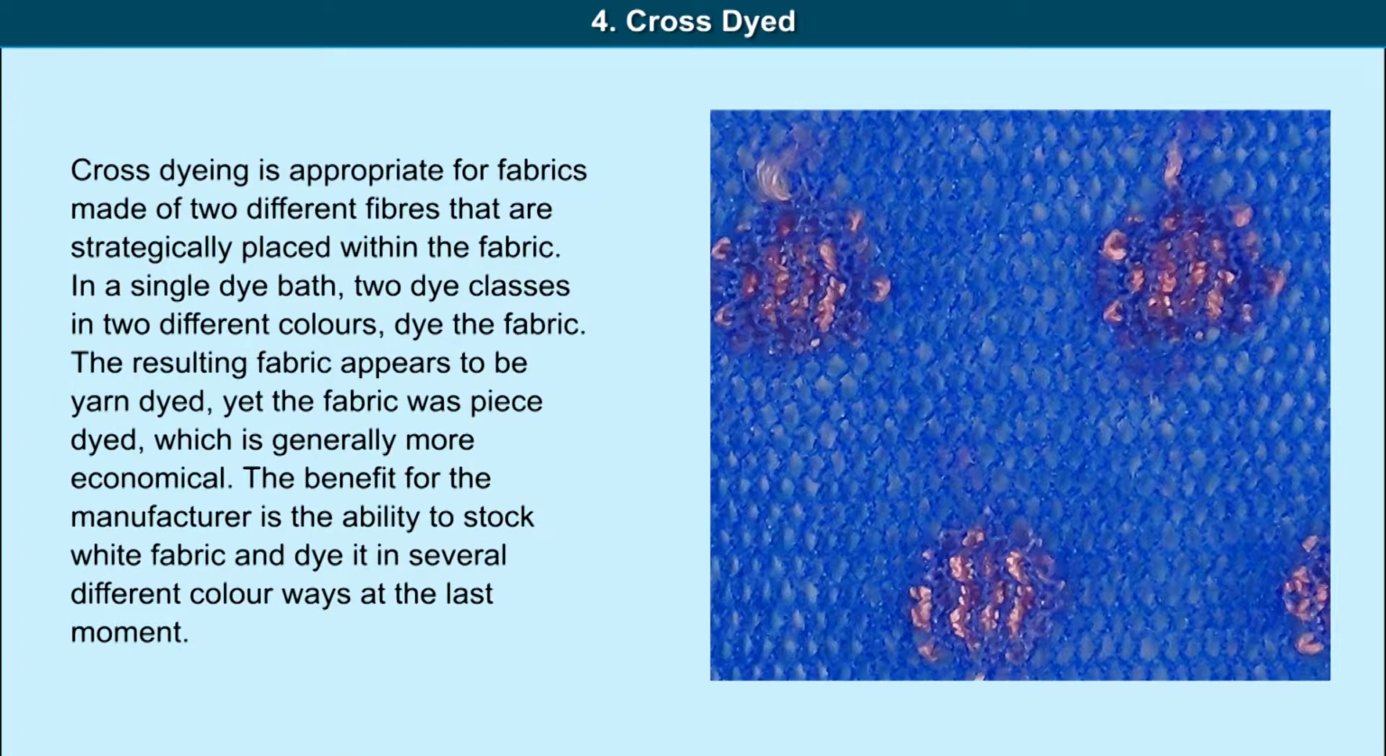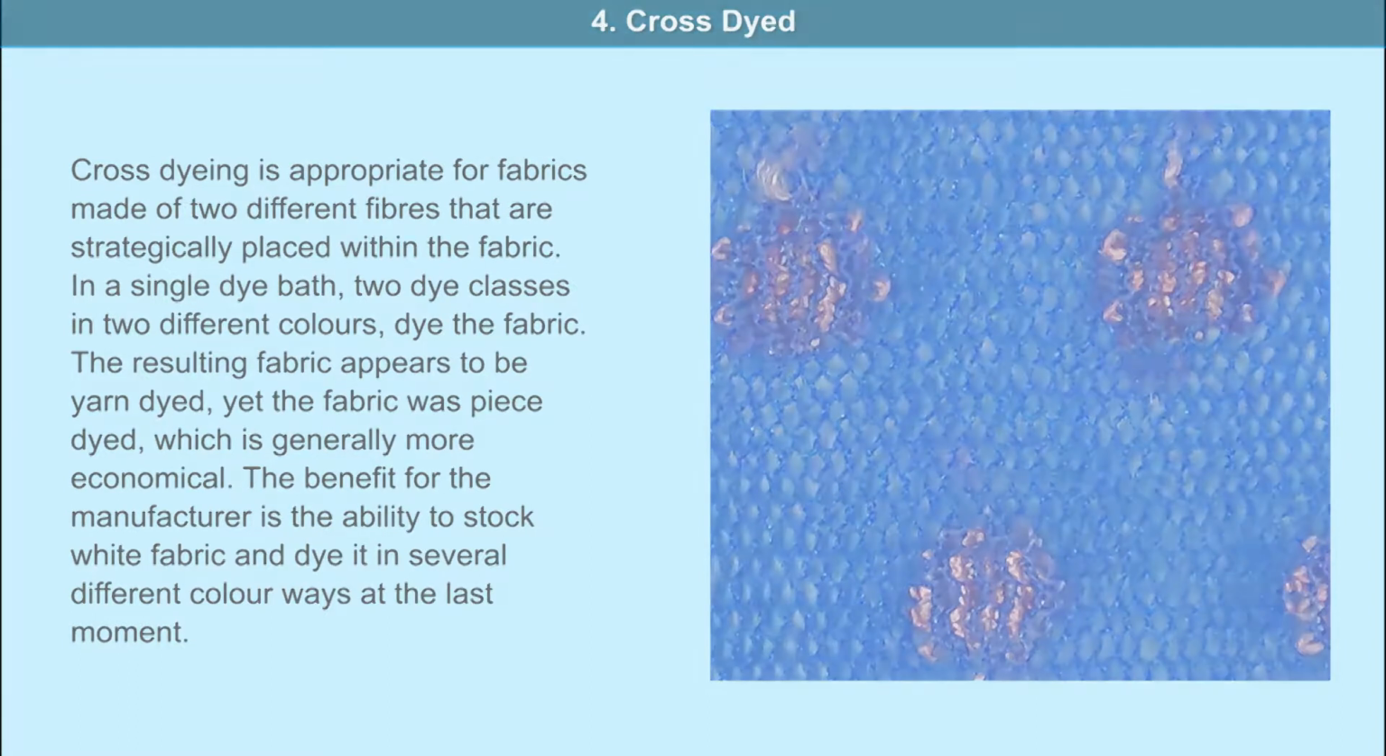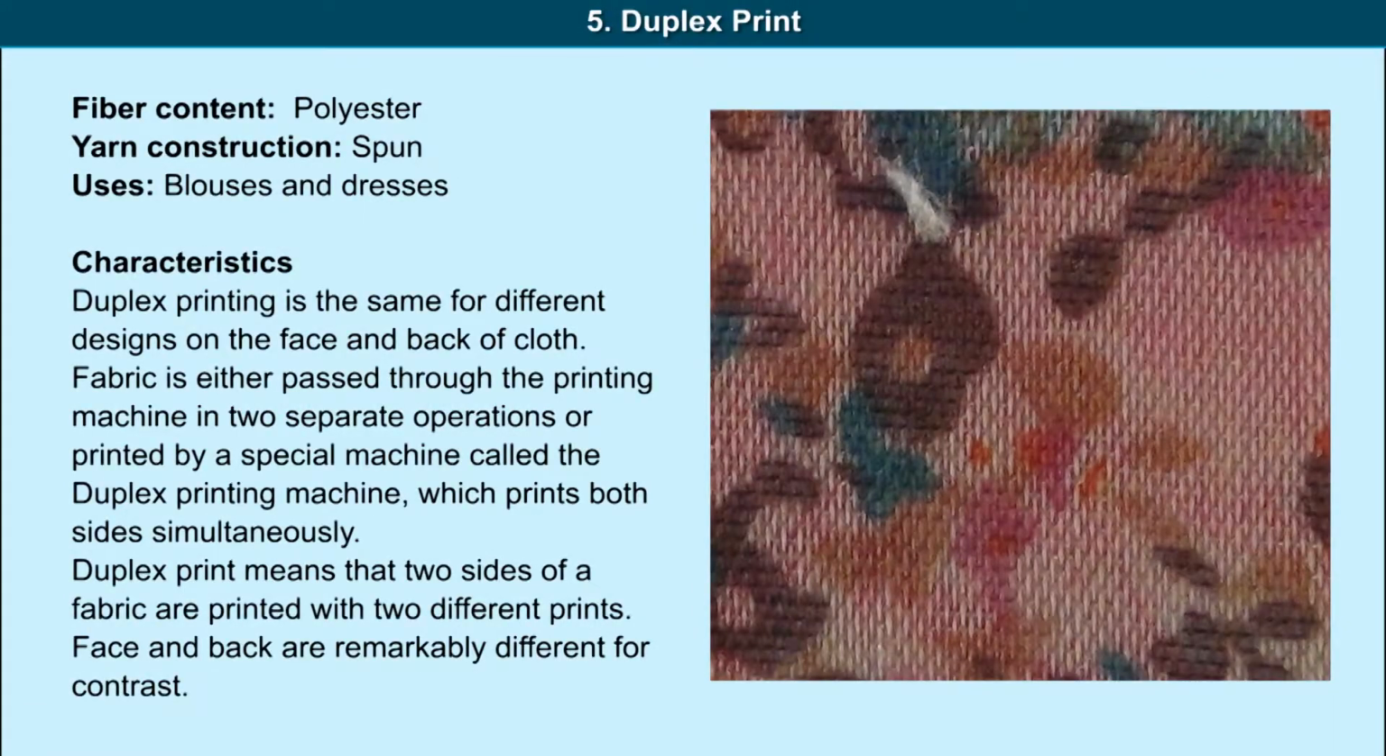Cross dyeing is appropriate for fabrics made of two different fibers that are strategically placed within the fabric. In a single dye bath, two dye classes in two different colors dye the fabric. The resulting fabric appears to be yarn dyed, yet the fabric was piece dyed, which is generally more economical. The benefit for the manufacturer is the ability to stock white fabric and dye it in several different colorways at the last moment.